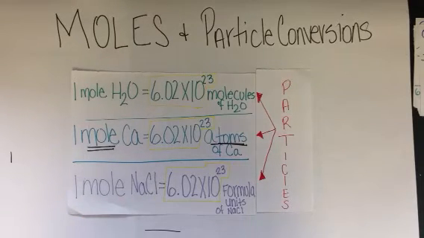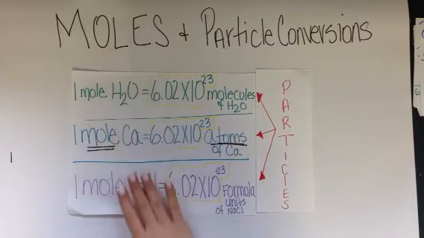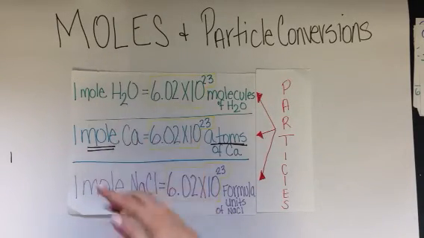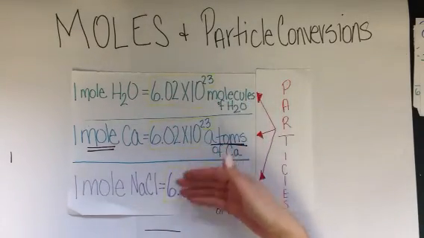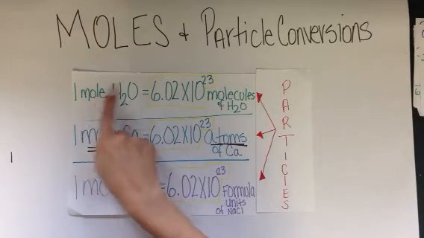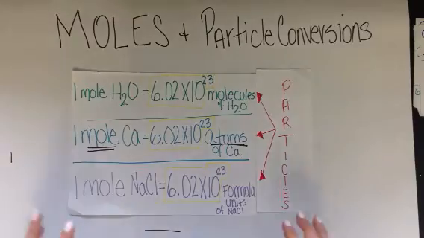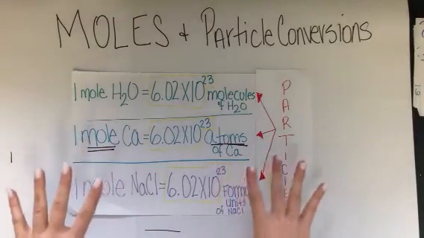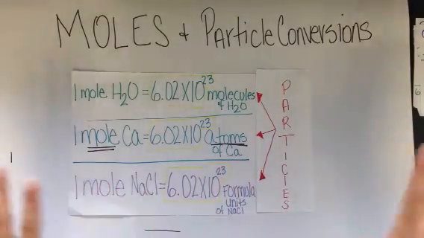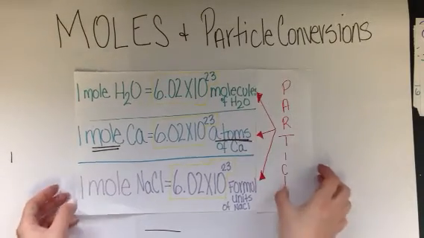1 mole of NaCl is 6.02 times 10 to the 23rd formula units of NaCl, and I called it formula units because this is an ionic compound. Again, 1 mole of anything is equal to the same number. It's like saying 1 dozen is equal to 12. Okay? Great. Now, the nice thing is, these are our main particles. We aren't going to be talking really about much of any other type of particle.